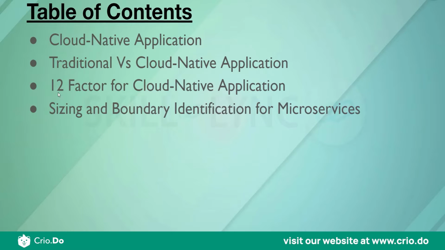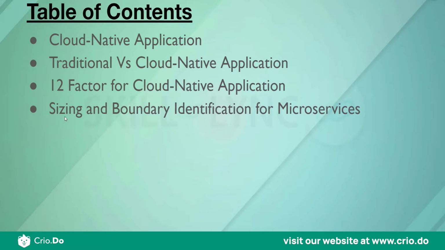The third thing that we'll see is the 12 factors for a cloud native application. In order to build any microservices or cloud native application, it's important that we understand the 12 factor principle behind it. And also recently there have been 3 additional factors which have been proposed. So technically it is like 12 plus 3 factors, which you will be seeing today.